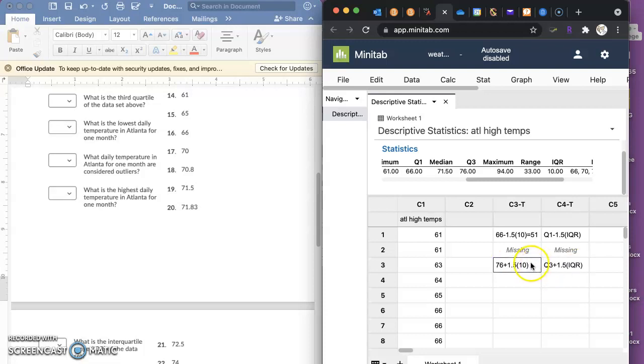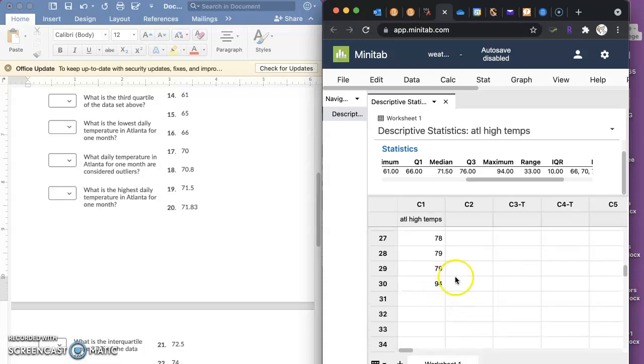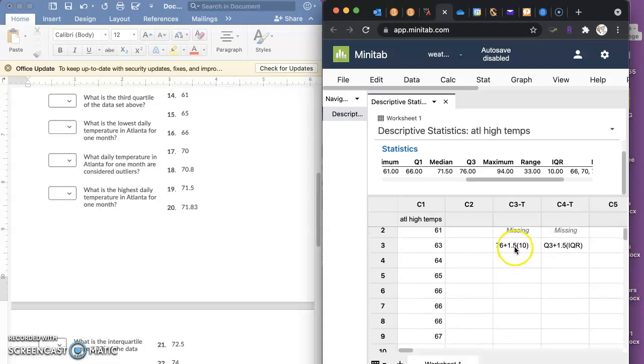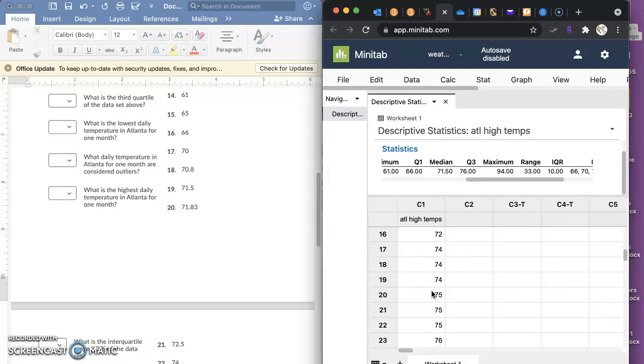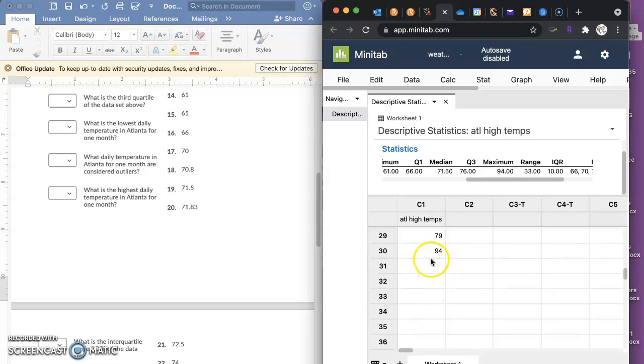Let's see what that ends up being here. So 76 plus 1.5 times 10 gives us 91. Okay, and there are none greater than, there's a 94. Oh, there is one greater than 91. So this would be considered an outlier because it is greater than what we found here, the higher end. If we multiply that out, you find anything 91 and greater is an outlier. So 94 is an outlier here.